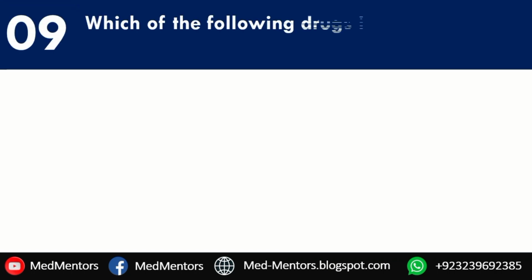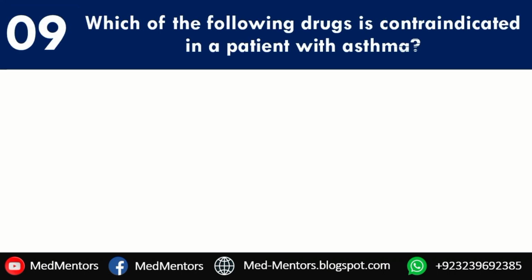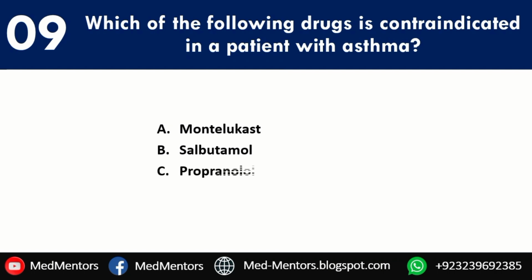Number 9. Which of the following drugs is contraindicated in a patient with asthma? A. Montelukast. B. Salbutamol. C. Propranolol. And D. Ipratropium. The correct answer is propranolol.